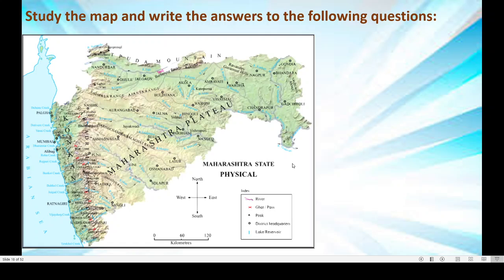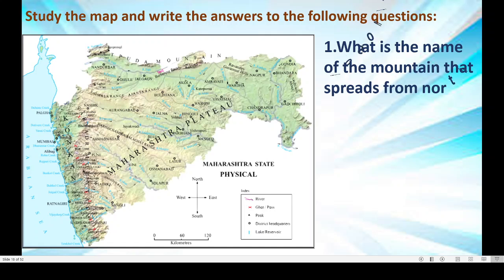Okay, now we will go through the questions and we will observe the map again and we will try to find out the answers for these questions. See, the first question is, what is the name of the mountain that spreads from north to south in our state? North, up, south, here down, isn't it? What is asked? What is the name of the mountain? Yes, come on, please search the name of the mountain from this map. From north to south.